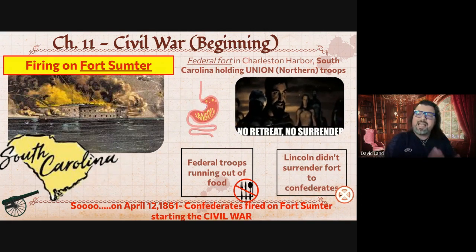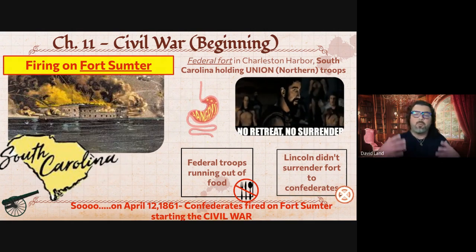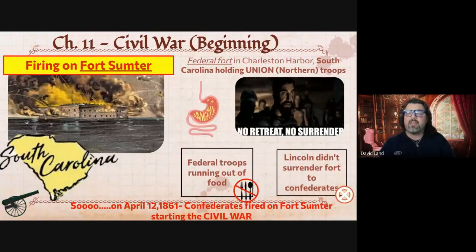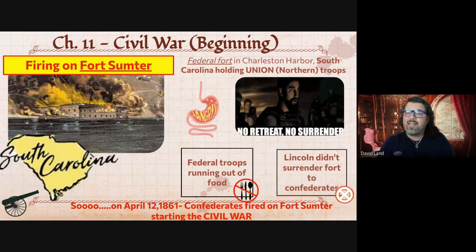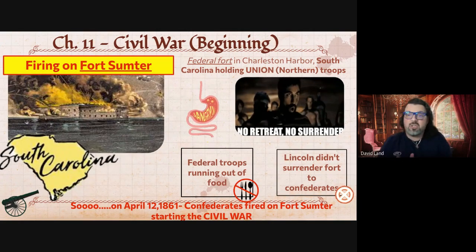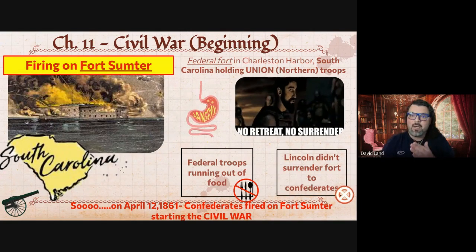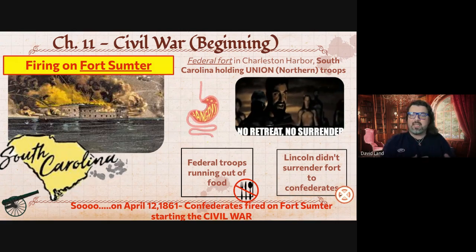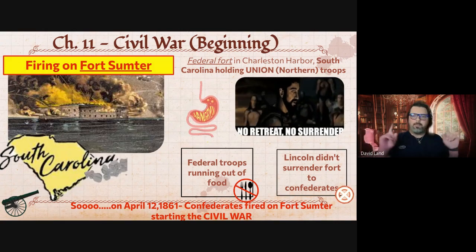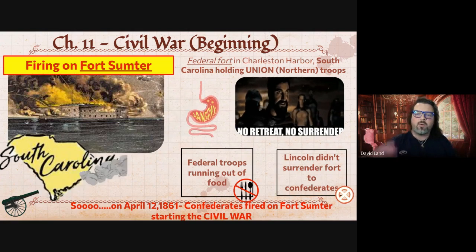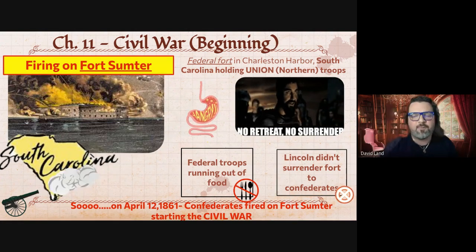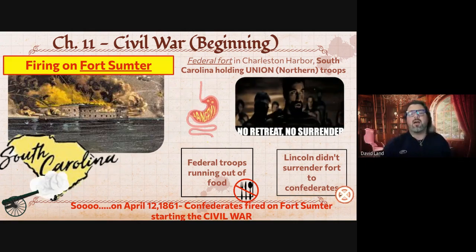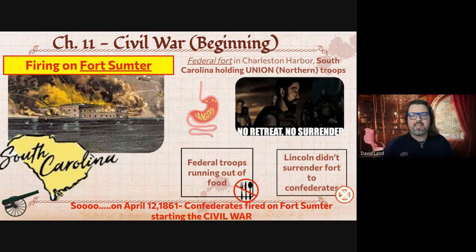Now, the troops at the fort were running out of food, and they were looking for aid from Lincoln and the North. But Lincoln didn't want to surrender the troops, but the South didn't want to allow any help to come into the fort. So they were blockaded. Blockaded means they were prevented from getting any relief. So on April 12th, 1861, what did the Southern Confederates do? Boom, boom, boom, boom. They start firing on the fort. This is the beginning of the war. Fort Sumter in South Carolina.